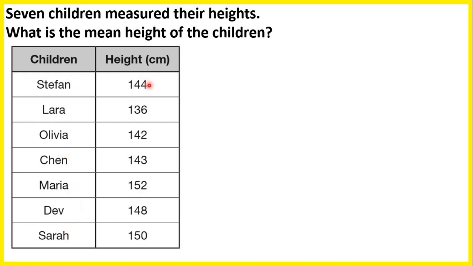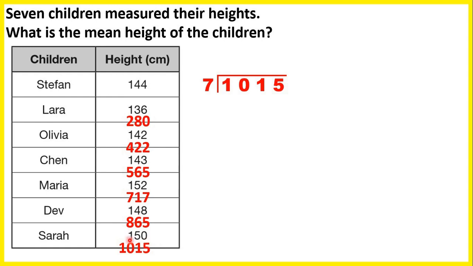So 144 plus 136 is 280, plus 142 is 422, plus 143 is 565, and then we can continue adding the total of what we have, and that gives us 1015. Now we have 7 children, so because the total height is 1015 centimetres and we have 7 children, that means we need to divide 1015 by 7, and that gives us a mean height of 145 centimetres.